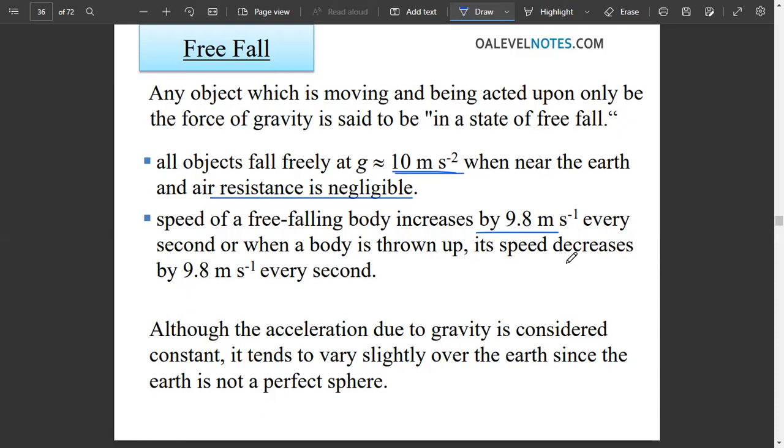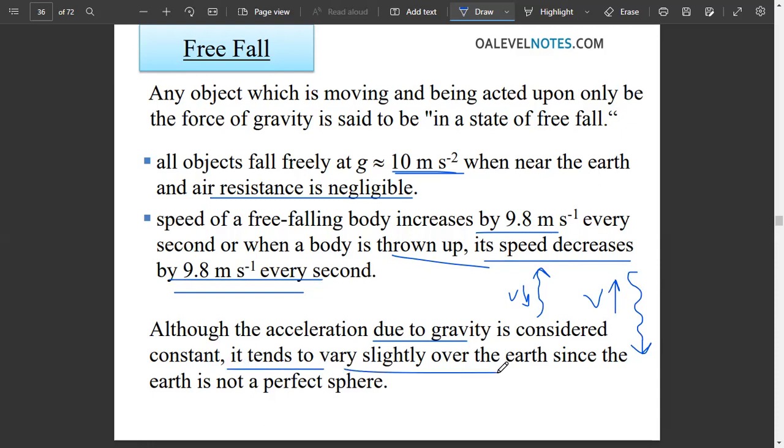So the speed of a free fall body increases by 9.8 meter per second every second, or when a body is thrown up, its speed decreases by 9.8 meter per second every second. If we throw an object downwards, its speed would increase by 9.8, and if we throw an object upwards, its speed would decrease by 9.8. Although the acceleration due to gravity is considered constant, it varies slightly over the Earth since the Earth is not a perfect sphere. It's round, but not a perfect sphere.